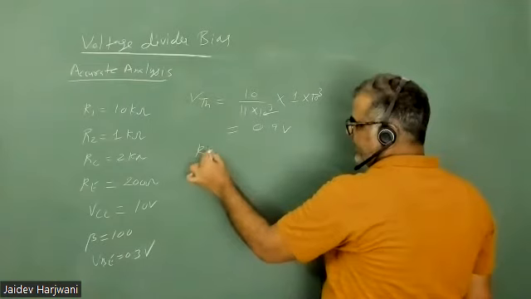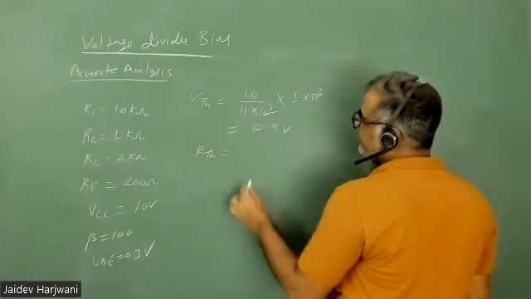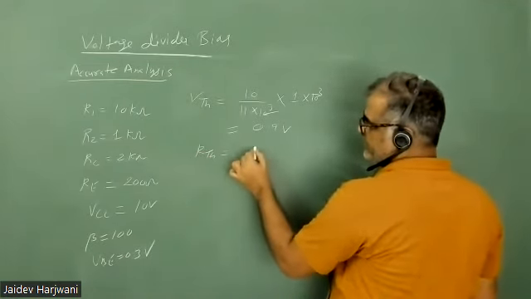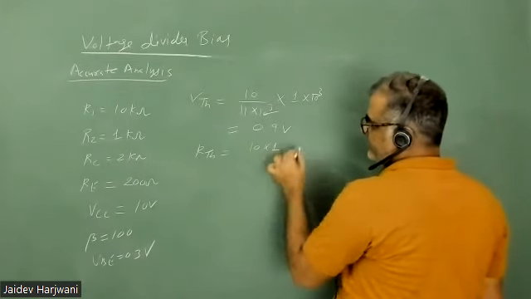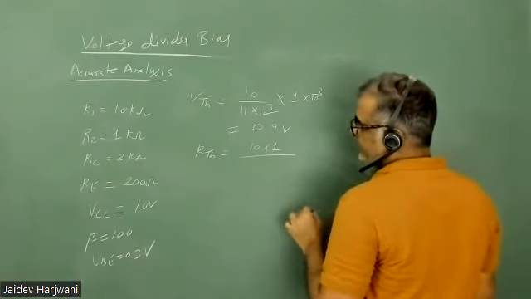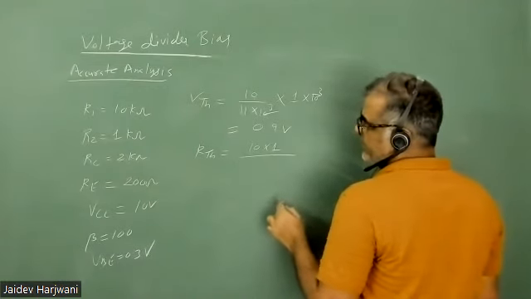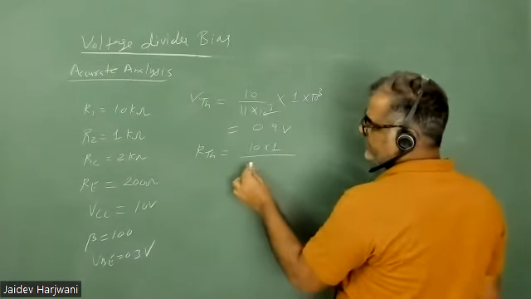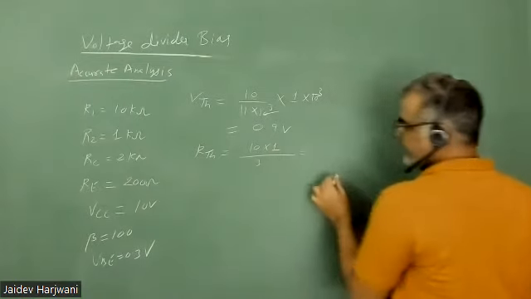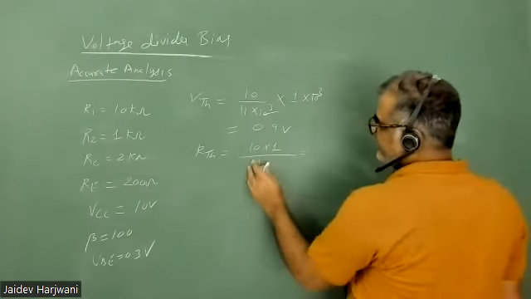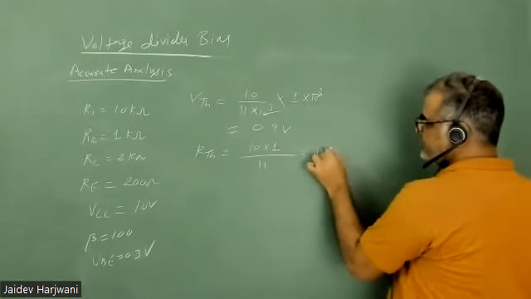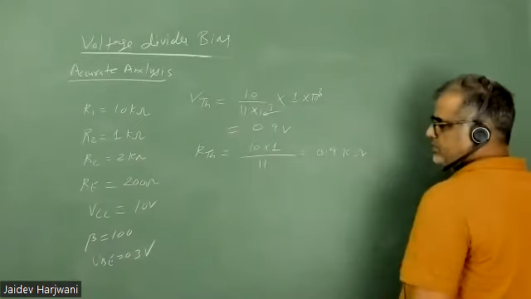Second, you need to find RThevenin. RThevenin will be your how much? R1 into R2, 10 kilo ohm into 1 kilo ohm, over R1 plus R2, which is 11 kilo ohm. So how much will come? Tell me. Again, this is also 0.9 kilo ohm.